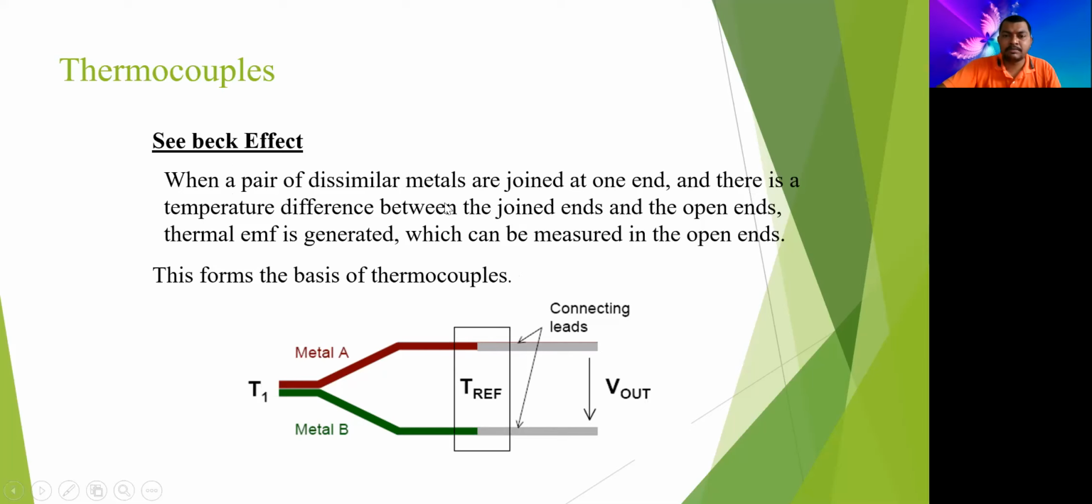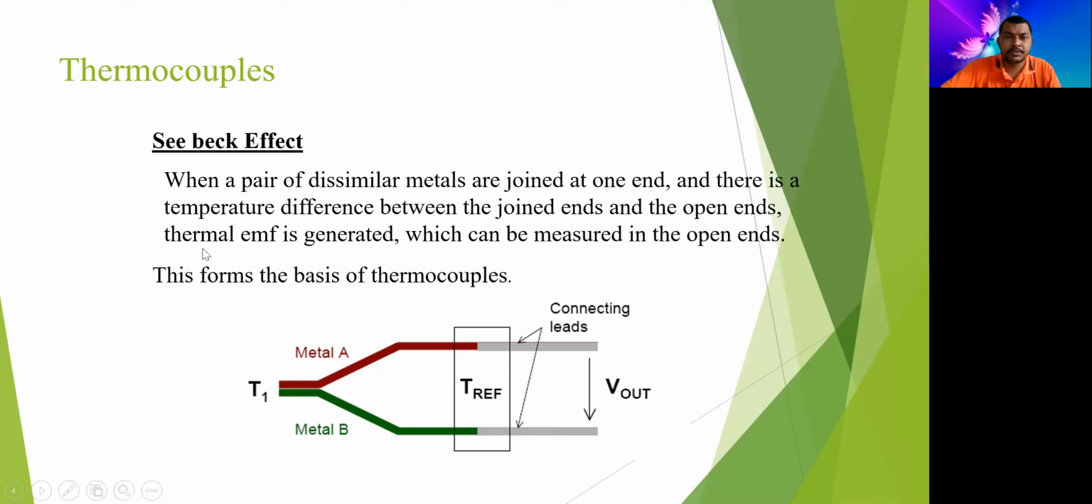When a pair of dissimilar metals are joined at one end, and there is a temperature difference between the joined end and the open end, so these two ends are open. We are keeping these two ends at, say, the reference temperature, that is 0 degree centigrade, and then the thermal EMF is generated.